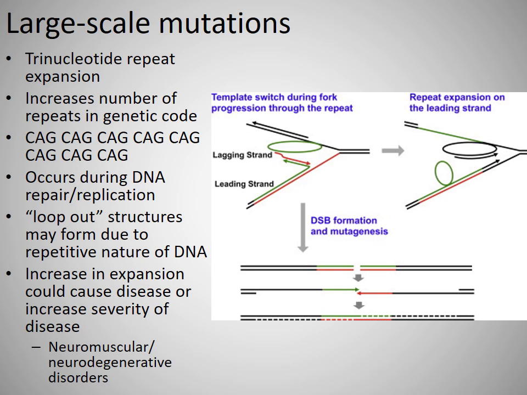Trinucleotide repeat expansions. Okay, and this actually occurs during DNA replication. This kind of is the cause of Huntington's disease. All right, we see these repeats here, and these repeats obviously can cause an issue, or these loop out structures. Okay, this repetitive nature of DNA can cause an issue when there is protein synthesis involved here.